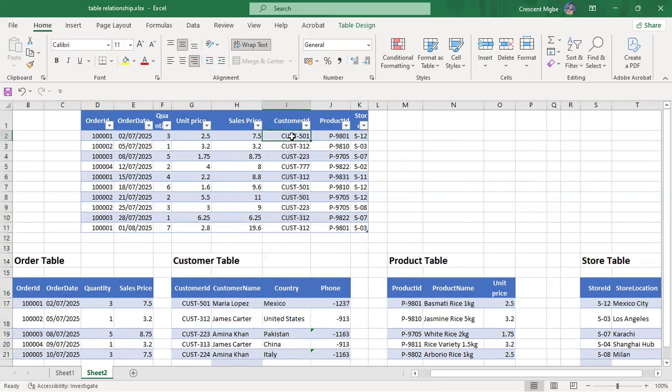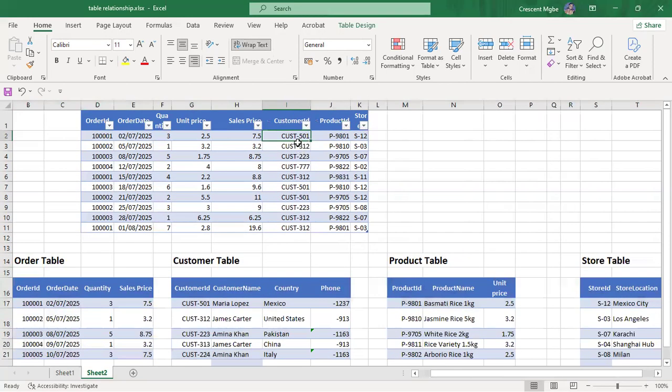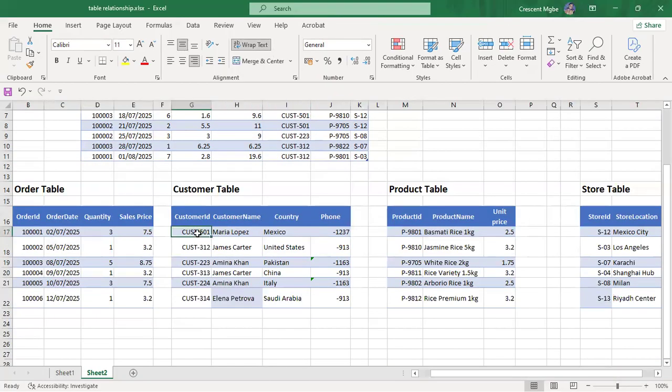All you need to do is to carry this ID and go straight to customer table. This is the customer's table. The ID is customer 501. You come here, oh, customer 501 is Maria Lopez from Mexico. This is her phone number.